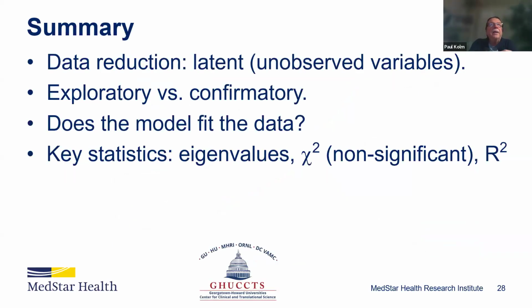So in summary, factor analysis is essentially a data reduction technique, and we're going to create what we call latent or unobserved variables. We've given examples here of exploratory versus confirmatory, and in both cases, we're asking, does the model fit the data, or does the data fit the model? Then we looked at key statistics. For exploratory factor analysis, our key statistics are the eigenvalues. That's going to tell us how many factors are really important.